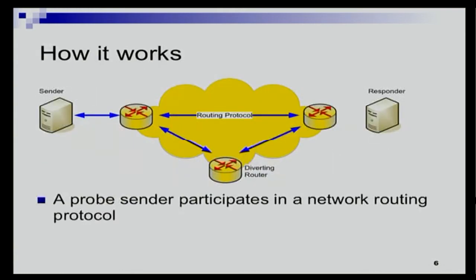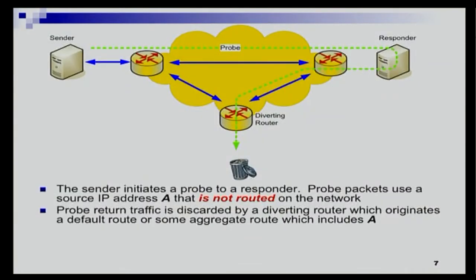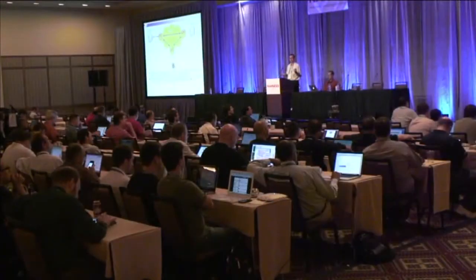So we start with a network running a routing protocol. It doesn't really matter which one. And it could actually be a combination of routing protocols too. And there's a sender device which participates in the routing protocol, and we have a responder. And the responder can participate in the protocol or not, doesn't really matter. So the sender is going to initiate a probe and send it out to the responder, and the responder turns the traffic around and sends it back.